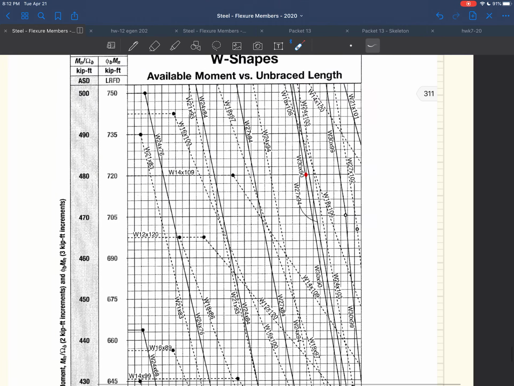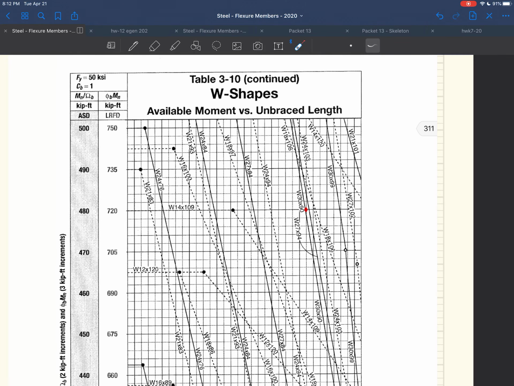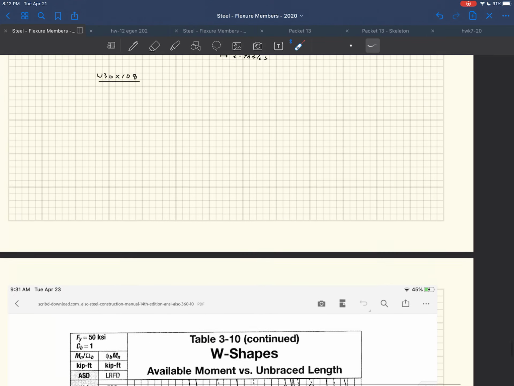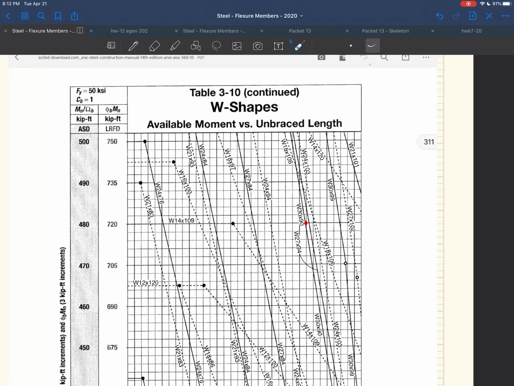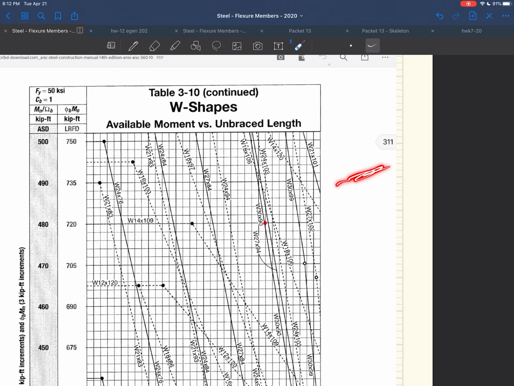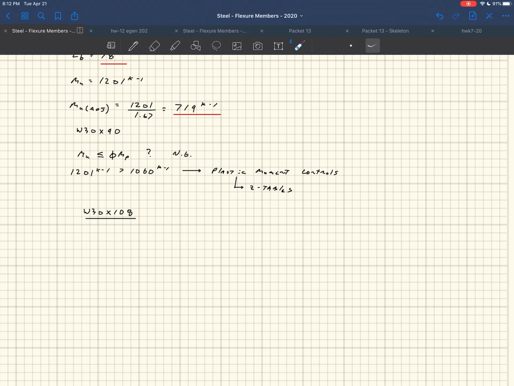So what do you say? 719 and 18 feet. I don't know if we're going to be able to see it on here. What did we say that thing was going to be? W30 by 108. Yeah, well, you could see that it would work. There's a 30 by 99 right there. So if a W30 by 99 would work, you could see that a W30 by 108 would be someplace over to the right here. And so it would definitely work. So this one would say, yep, W30 by 108.